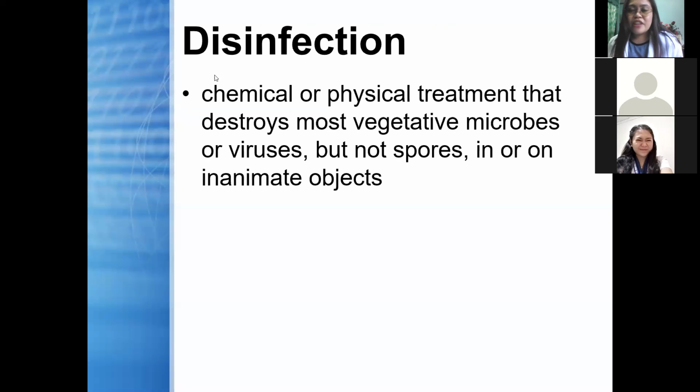So in disinfection again, class, for example, if you use sodium hypochlorite like Zonrox, it can kill microorganisms in their vegetative state, including viruses. If you look at the label of Zonrox, you will see what it can kill, but you will not see the spore-forming bacteria.